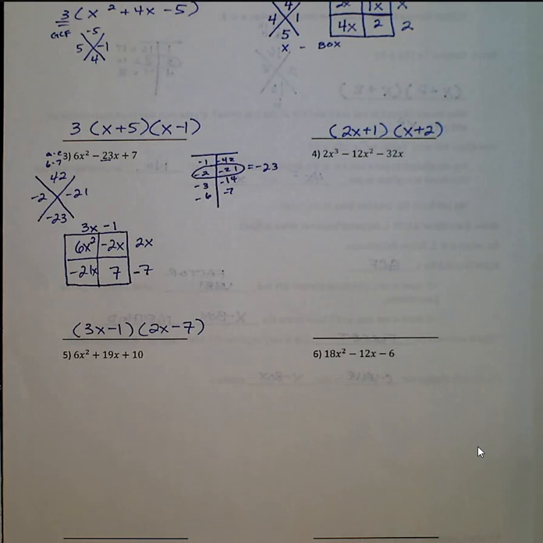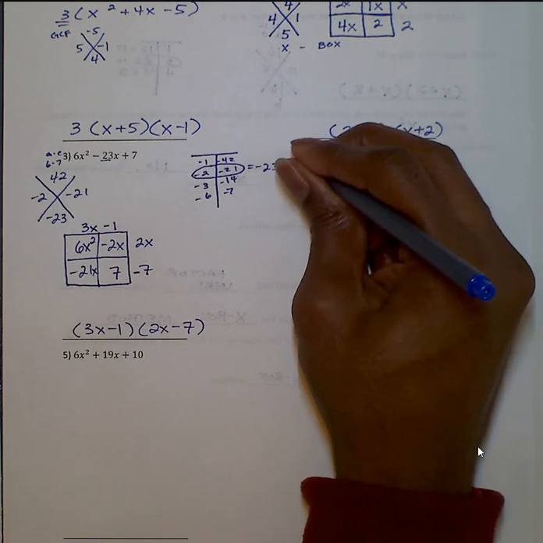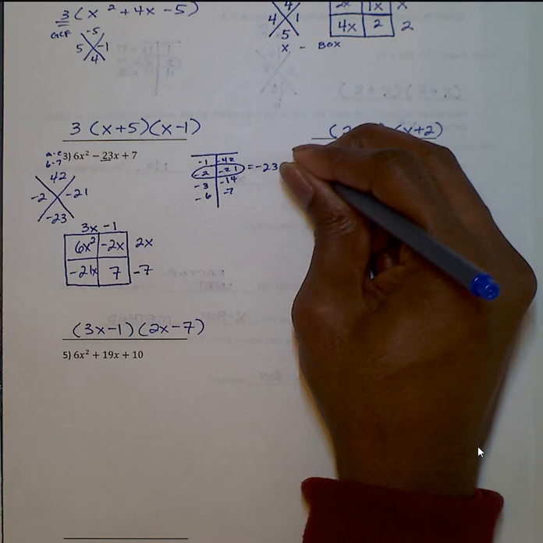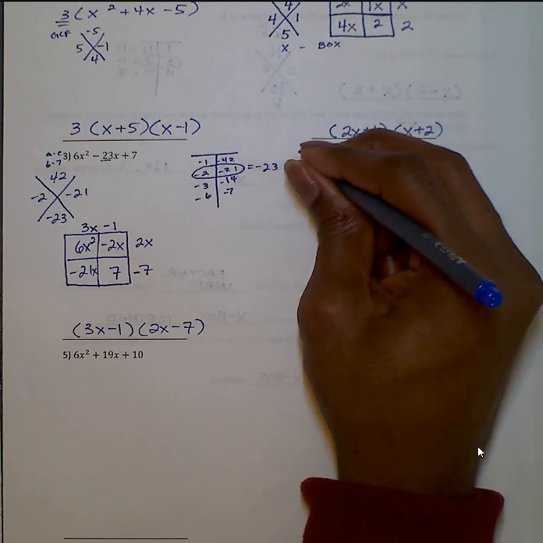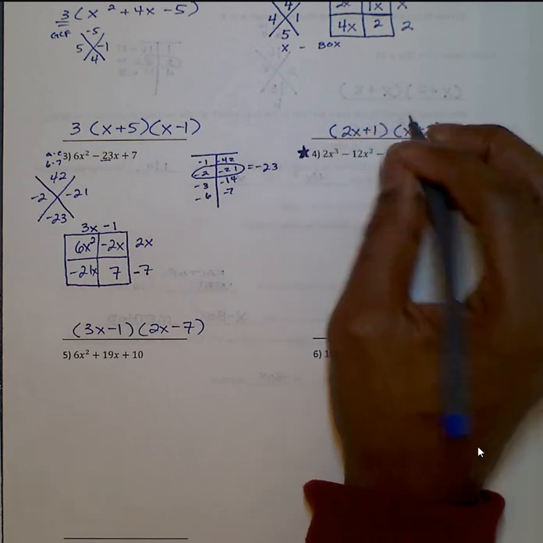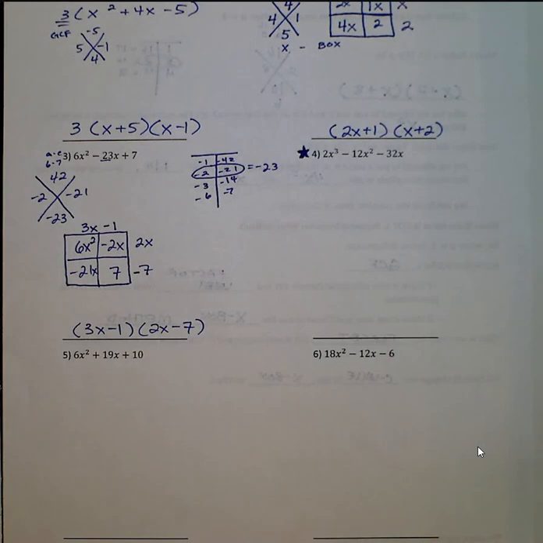Alright? Number 4. We got 2x cubed minus 12x squared minus 32. Try this problem out. Bring it back completed. I'll give you a hint and say that there's a GCF here, so make sure you don't forget that step.